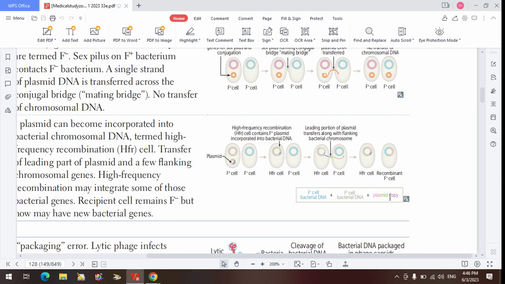So you have a recombination because you are having a combination of plasmid and chromosomal DNA. That's what you call recombinant. Do you understand it now? But it is not going to make it F positive. Why? Because you are only moving the leading part of the plasmid, not the entire plasmid. So it will not make it F positive. So you just have a recombinant F negative cell.